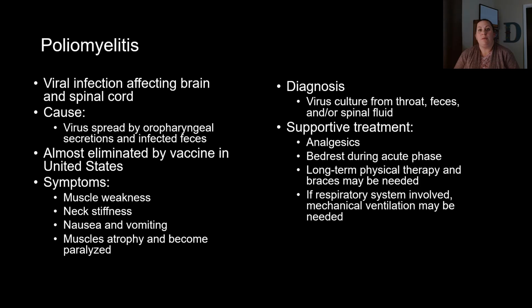Diagnosis: virus culture from the throat, feces, and or spinal fluid is going to be the best way to diagnose poliomyelitis. We also see supportive treatments are going to be analgesics, so painkillers, bed rest during the acute phase of infection. Long-term physical therapy and braces might be needed because there could be long-term effects of the muscles and nerve damage, especially to the lumbar and the leg areas. We also see if the respiratory system is involved, mechanical ventilation may also be required. The best precaution for polio, like I said earlier, is the vaccination.